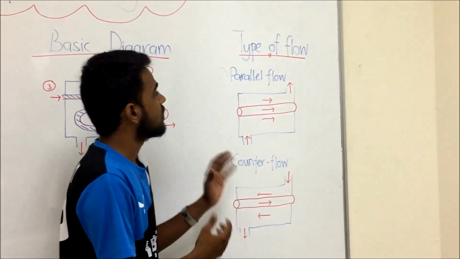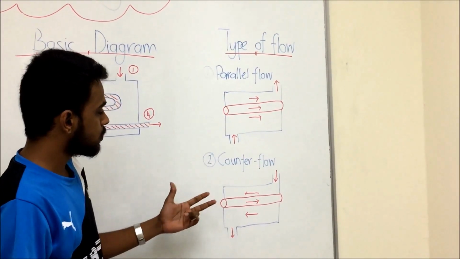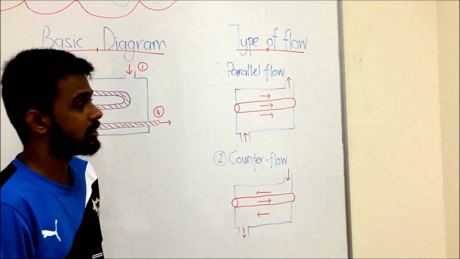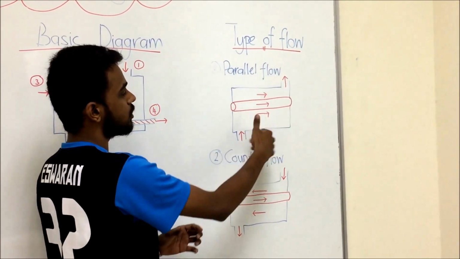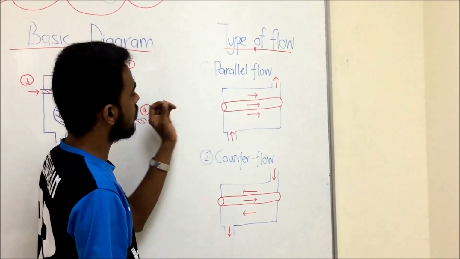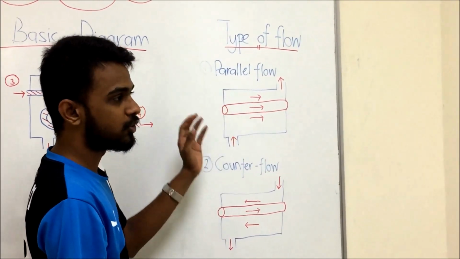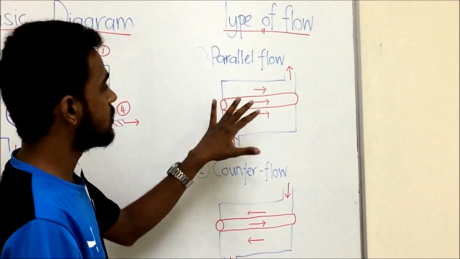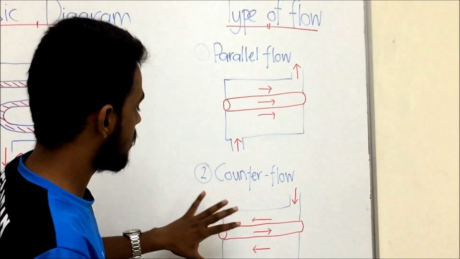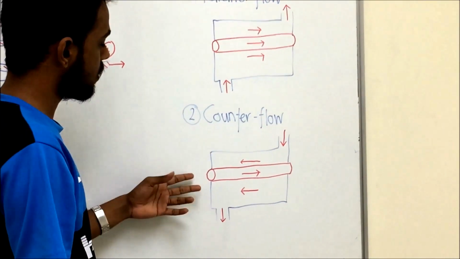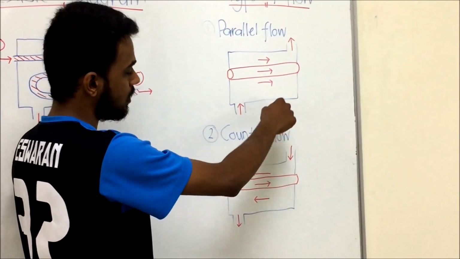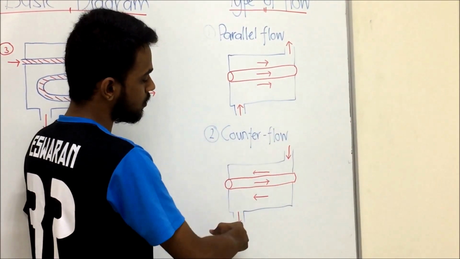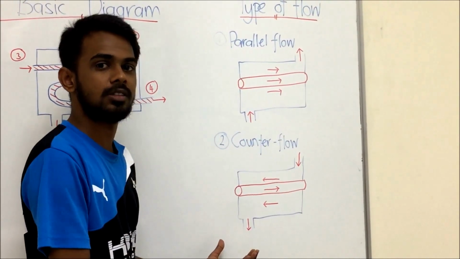As for the types of flow, there are two major types of flow in the heat exchanger. The first one is parallel flow. As can be seen from this diagram, the hotter fluid and the colder fluid move in the same direction. This is called parallel flow. As for the counter flow, the flow inside the tube will move to the right, and the flow from the outer will move in the opposite direction of the fluid.